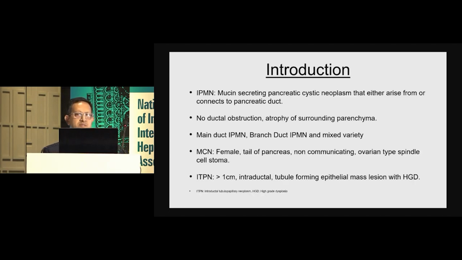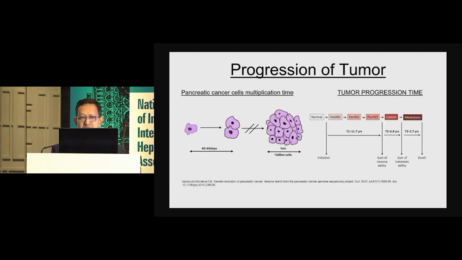IPMNs are usually mucin-secreting tumors that either arise from or connect to the pancreatic duct. Although there is no ductal obstruction, there is atrophy of the surrounding parenchyma. So this is important. Again, it's divided into three parts: the main duct, branch duct IPMN, and a mixed variety. The mixed variety usually follows the course of the main duct IPMN. MCN is usually more common in females, usually occurring in the tail region. ITPN, intraductal tubulopapillary neoplasm, is usually a recent variety, where the tumors are usually more than 1 centimeter in size, and they have a histology of high-grade dysplasia.